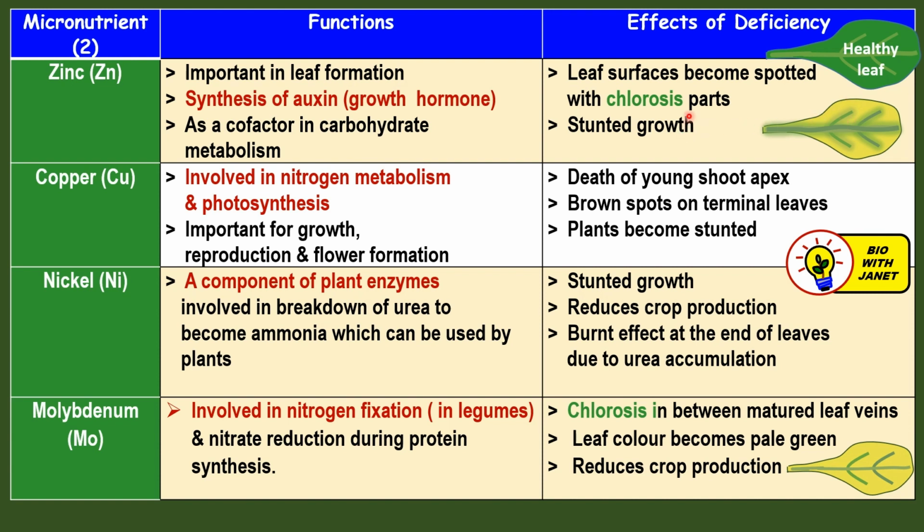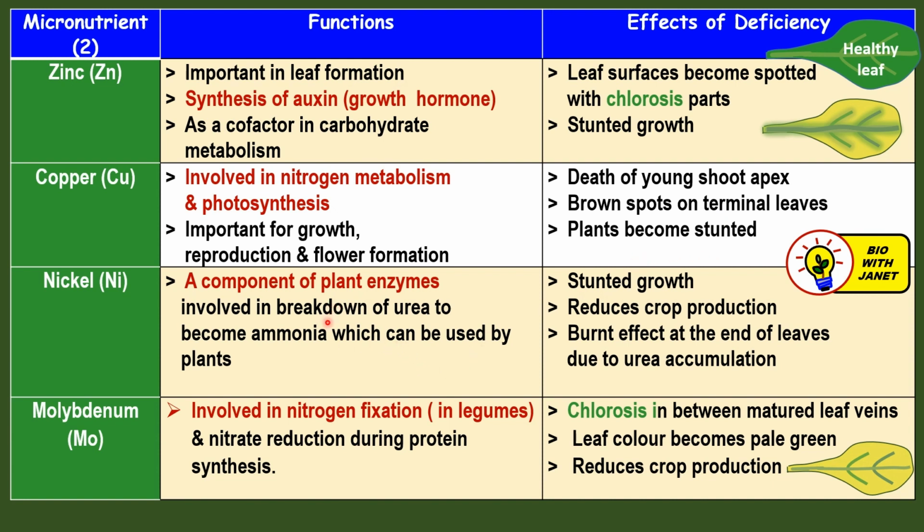So lack of zinc can cause chlorosis or the yellowing of leaves. Copper is involved in nitrogen metabolism and photosynthesis, and is important for growth, reproduction and flower formation. So effects of deficiency: death of young shoot apex, the shoot at the top of the plant, will die. And then brown spots on terminal leaves and plants become stunted.